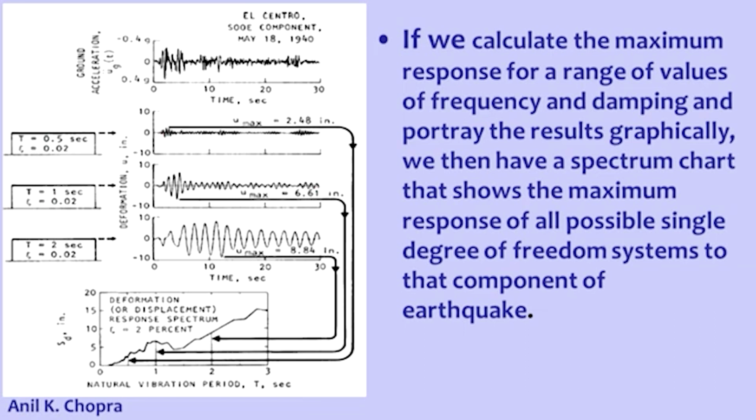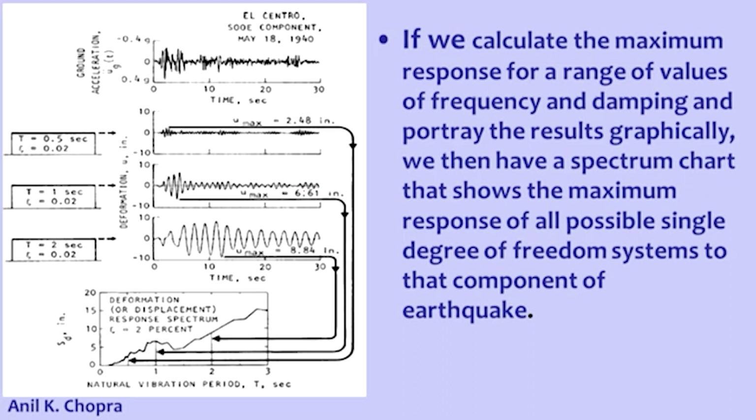In the first structure, the maximum displacement U max is 2.48 inch, in the second structure it is 6.61 inch, and in the third structure, for the same earthquake, U max is 8.84 inch. This is the maximum value at any point of time in the time history response. One should observe that these maximum values do not occur at the same time in all the structures. They can occur at different points of time.